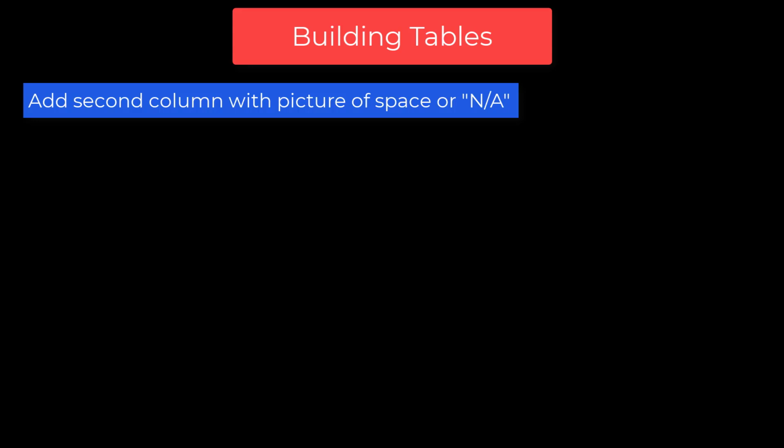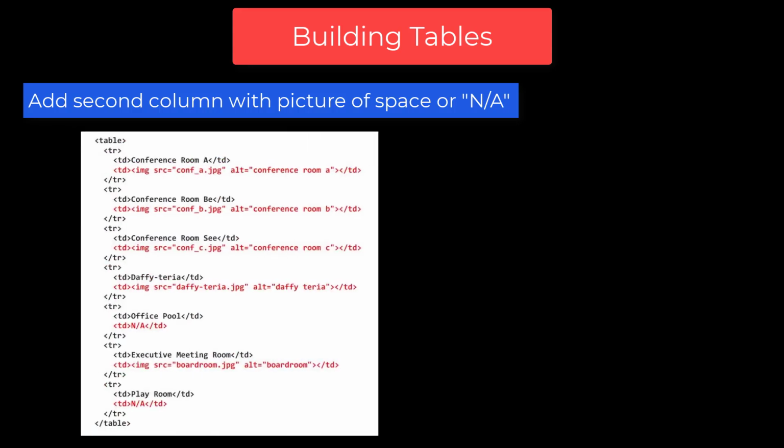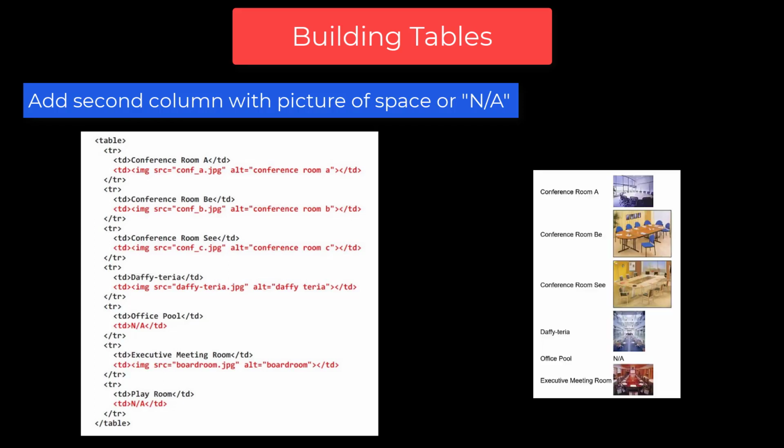So now our table has a new cell for each row, so a new column, and they are image elements instead of text, except a couple of them have just the N/A. And now we have a little more interesting page, because now you can see the picture of the space, so you might make a decision when you're scheduling.